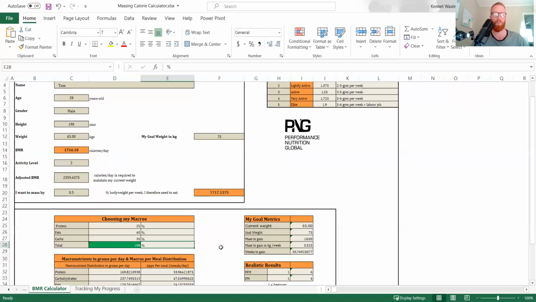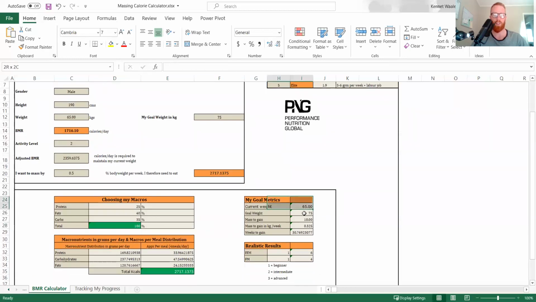So once you've got all these numbers here, then this table here will show you a couple of different things. The first table here will show you that you need to gain 10 kilo of mass, and you need to gain approximately 0.325 to 0.5 kilo per week. So remember, 0.5% of 65 is 0.325 kilo. And it'll take you approximately 30 weeks to gain those 10 kilo if you eat these calories.